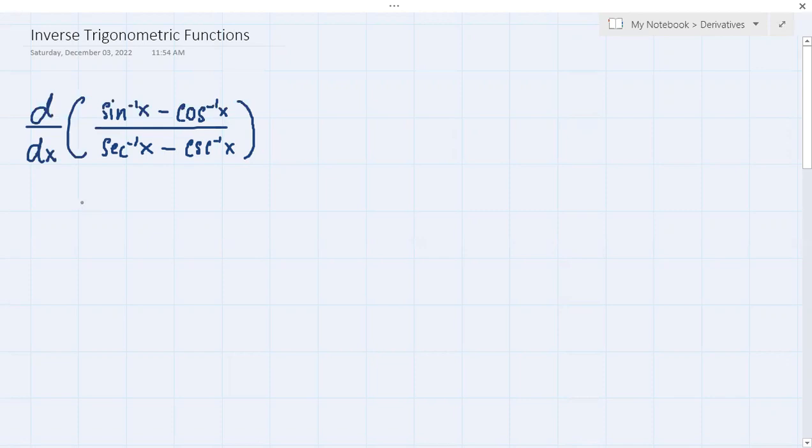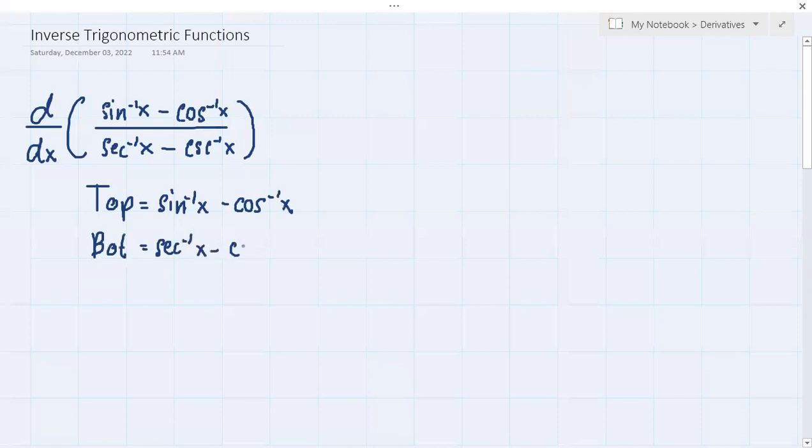Okay. So, let's pick kung sino yung si top, sino si bottom. So, si top, syempre yung nasa numerator, yung nasa taas. So, yung top natin is we have arc sin x minus arc cosine x. Bottom, sa baba, we have arc secant x minus arc cosecant x. Now, kunin natin yung derivative ng top at saka derivative ng bottom.